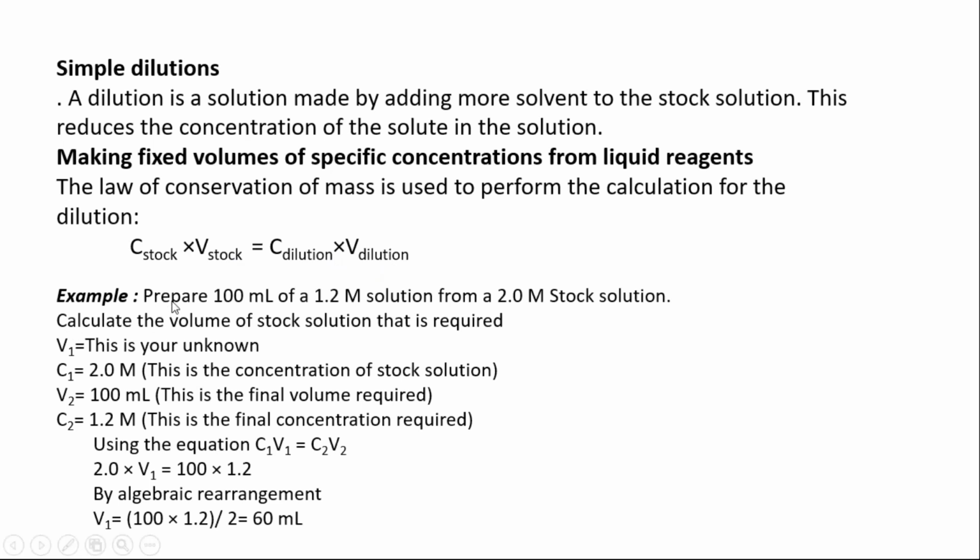So if we want to prepare 100 milliliters of a 1.2 molar solution from a 2 molar stock solution, what do you do? So here is the formula. You have three knowns. You have only the fourth, which is an unknown. So you have C1, V1, C2, and V2. And you see the only unknown is the volume of the stock. So by algebraic rearrangement, you have 60 ml. So you take 60 ml of the stock and dilute it to 100 ml, and you get a 1.2 molar solution.